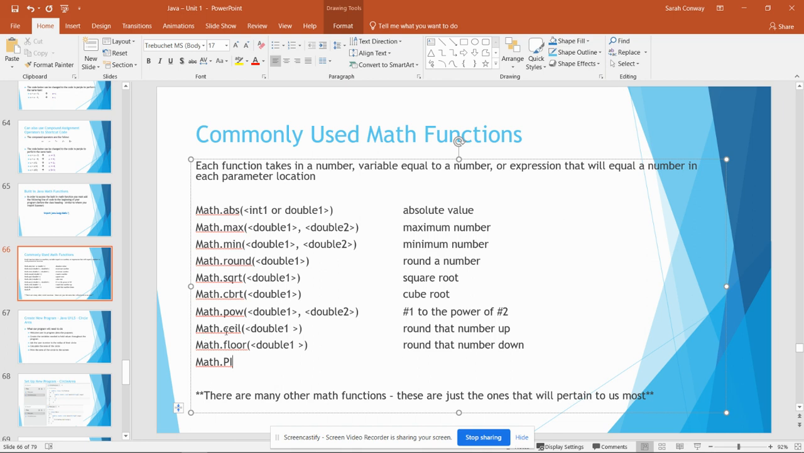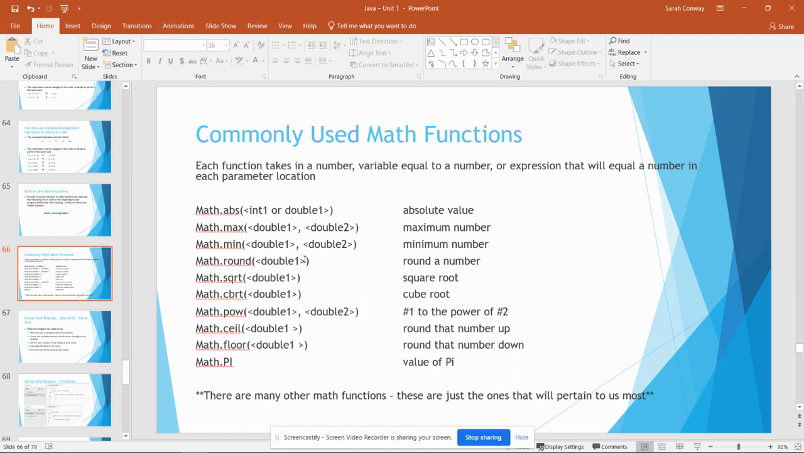Now, this last one here where it has Math.pi, this is just the value of pi. So if you need to use the value of pi, say you're finding the area of a circle or something like that, you can access the value of pi by doing Math.pi, and notice there are no parentheses. So feel free to use these as much as you need to in order to do math calculations of these types a little more quickly.